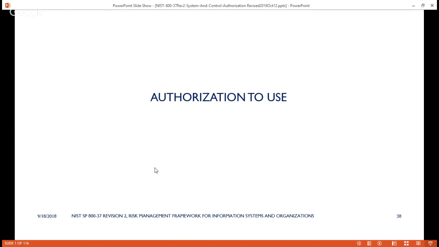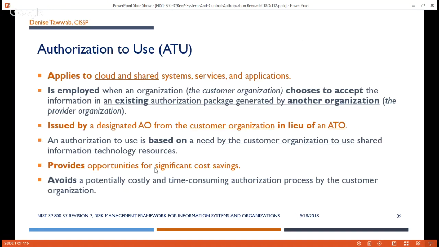The next type of authorization is the authorization to use. An authorization to use applies to cloud and shared system services and applications. So when you're looking at moving stuff to the cloud and using shared systems, services, or applications, you're not looking at issuing an authorization to operate. You need an authorization to use. This is employed when an organization called the consumer organization chooses to accept the information in an existing authorization package generated by a whole other organization called the provider organization. It's issued by a designated AO from the customer organization in lieu of an authorization to operate.